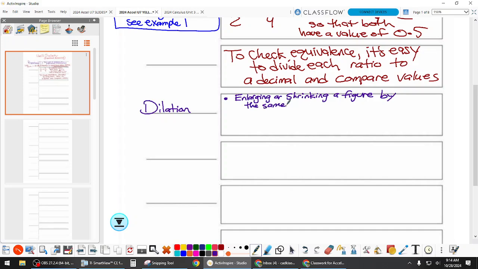So enlarging or shrinking a figure by the same scale factor in each dimension. I suppose it's worth underlining "or shrinking," just because we are used to hearing dilation mean strictly to grow something.